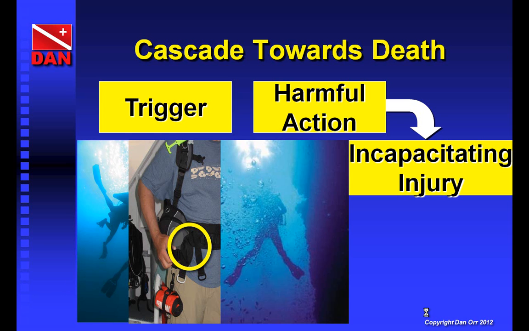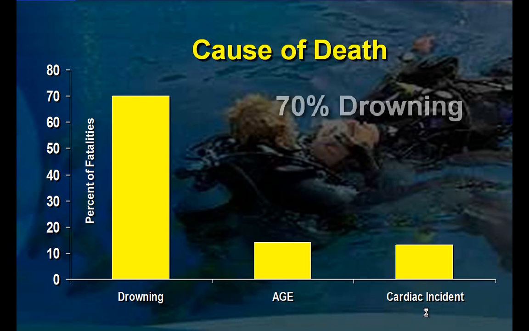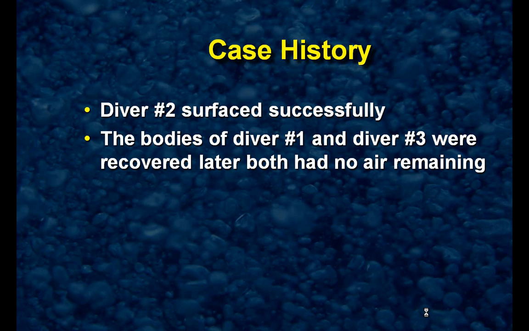And then that led to the next step, which is cause of death, and that is specified by the medical examiner. That might be the same as disabling injury. In this case, it's simply drowning. And so what you had in this case was diver number 2 surfaced successfully. She was pushed away in trying to provide air. The bodies of diver number 1 and number 3 were recovered later. Both had no air remaining.